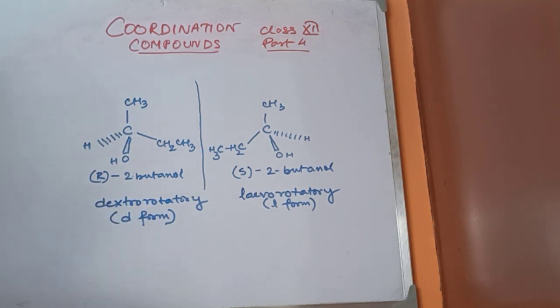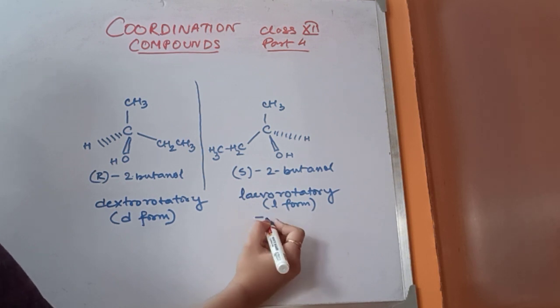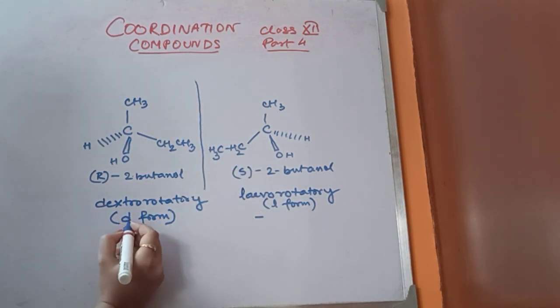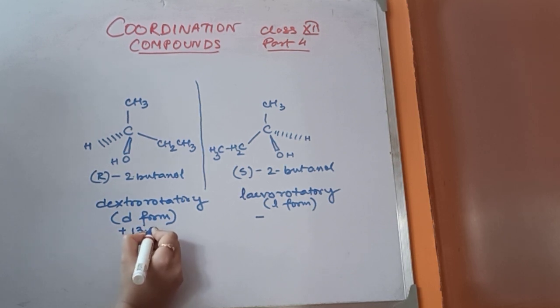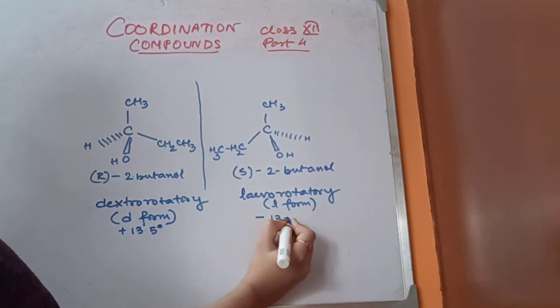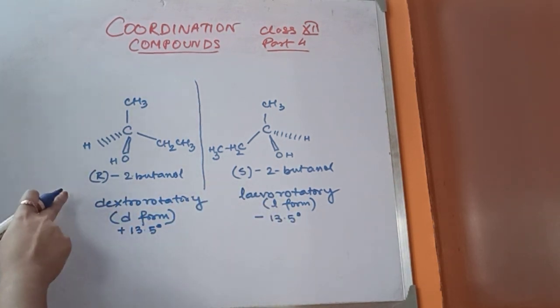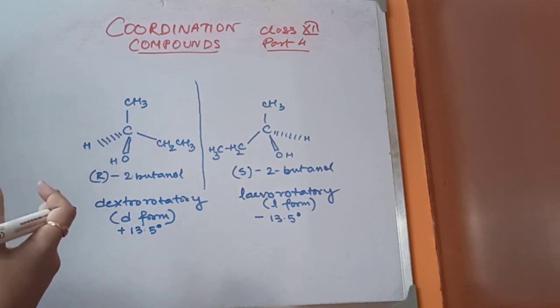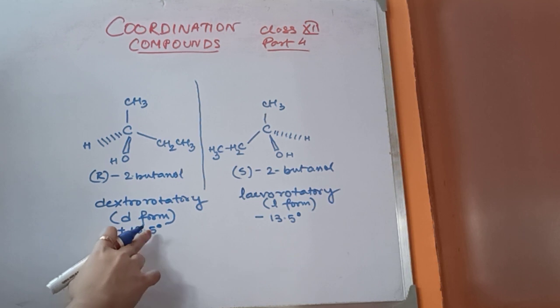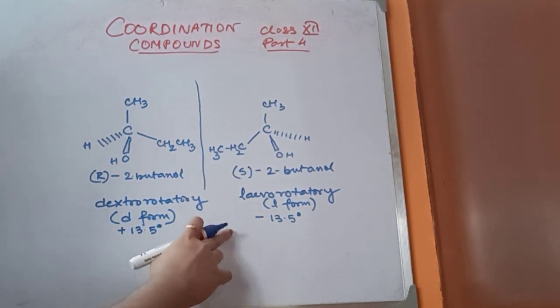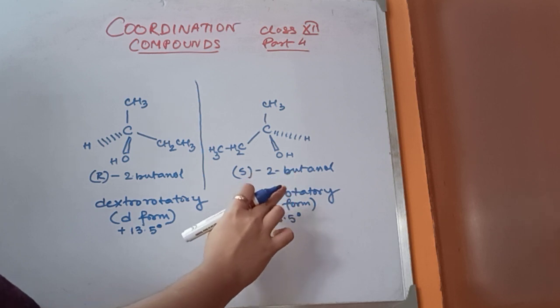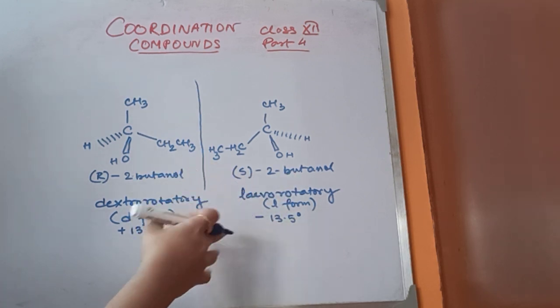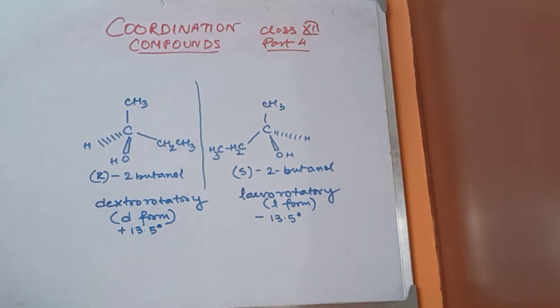According to IUPAC convention, the levo form will have a negative rotation and the dextro form will have a positive rotation. For 2-butanol, it is seen that R-2-butanol will rotate the plane of plane polarized light towards the right at an angle of 13.5, and S-2-butanol will rotate it towards the left at an angle of 13.5. Since this is the levo form, it has a negative rotation and this has a positive rotation. So 2-butanol is an optically active substance.